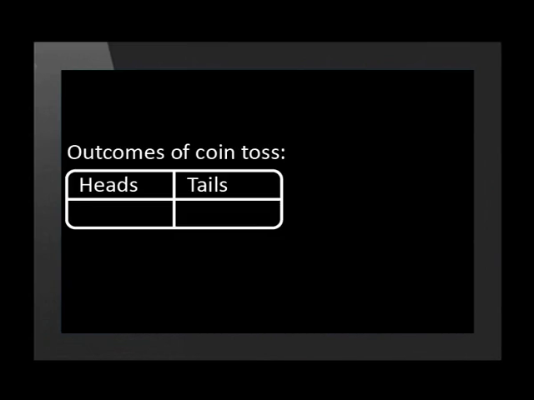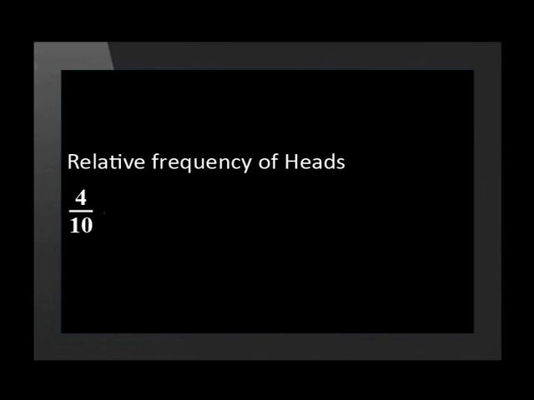Let's look at an example of this by tossing a coin. The coin was tossed 10 times. It landed on heads 4 times and tails 6 times. This means that the relative frequency of heads was 4 out of 10 or 0,4. The relative frequency of tails was 6 out of 10 or 0,6.